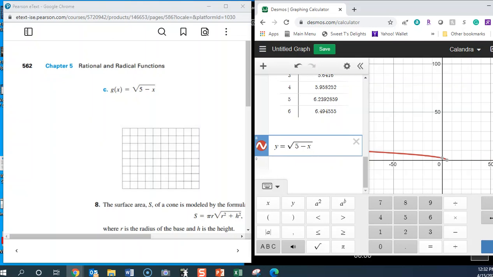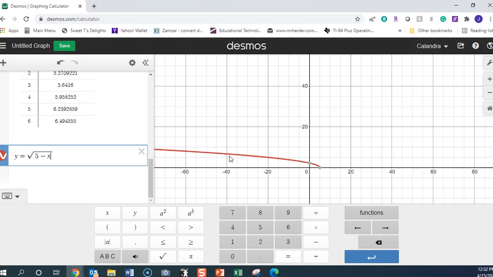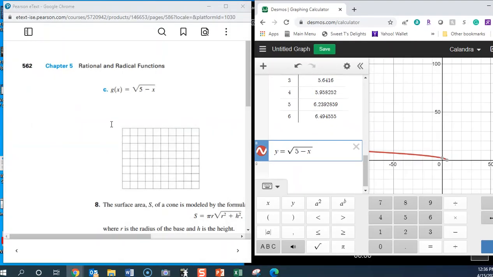And as you see, here's our graph here. And here's the visual representation. And we're done with problem number 7. And we are done with 5-7.